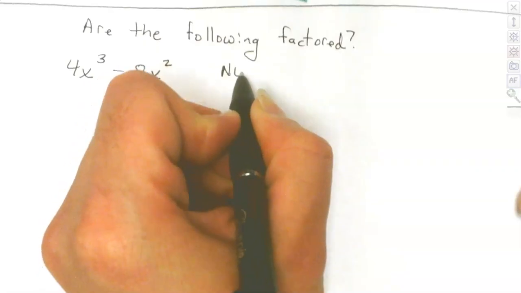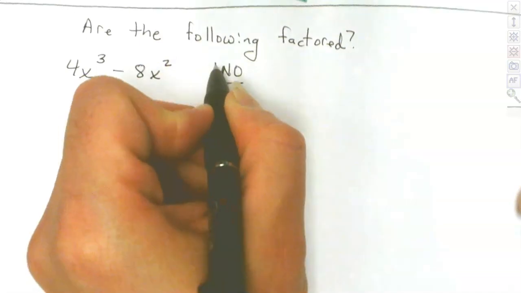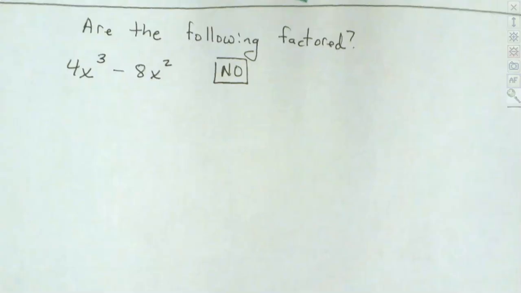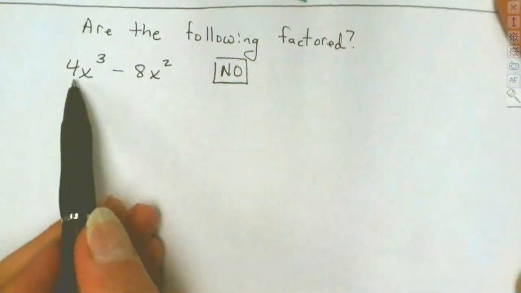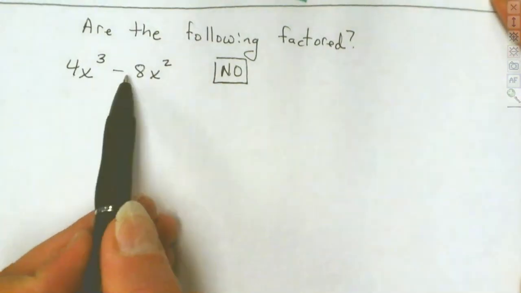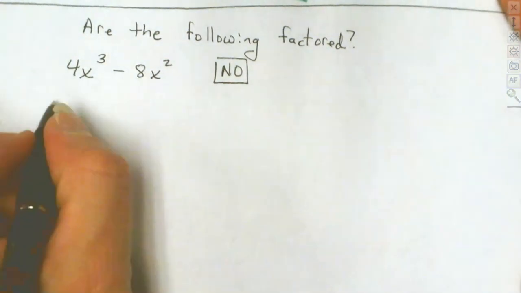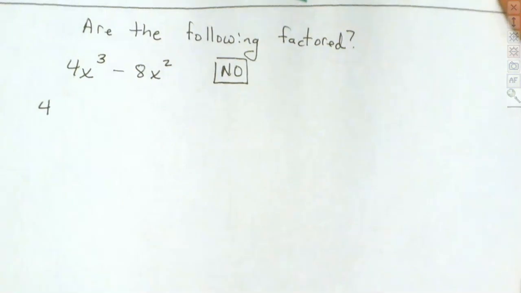Why has this one not been factored? It's not been factored because we can factor out what? Let's look at our numbers. 4 and an 8. So we can factor out a 4. So it's not been factored. We can factor things out.